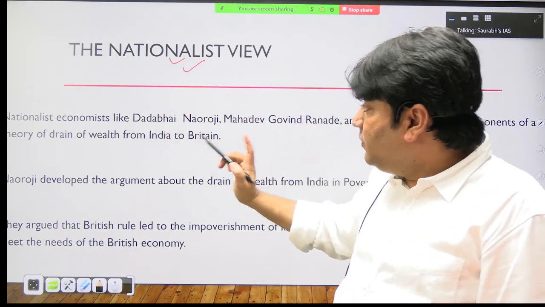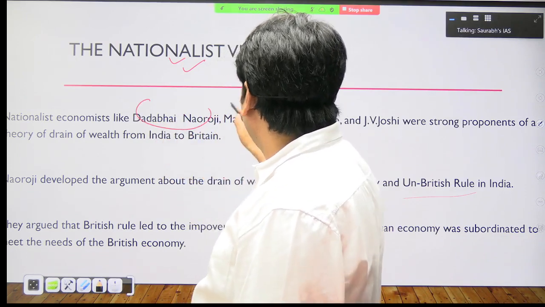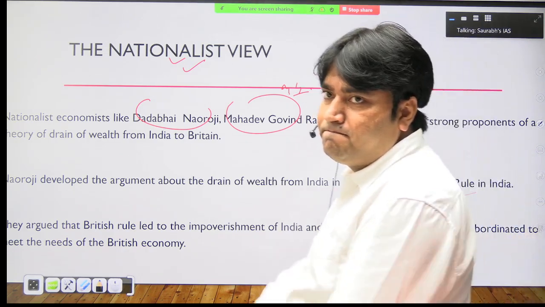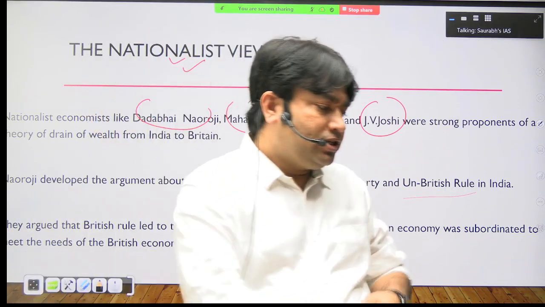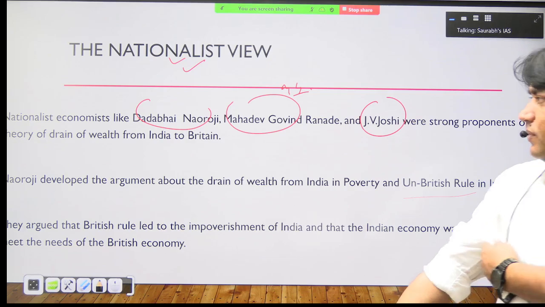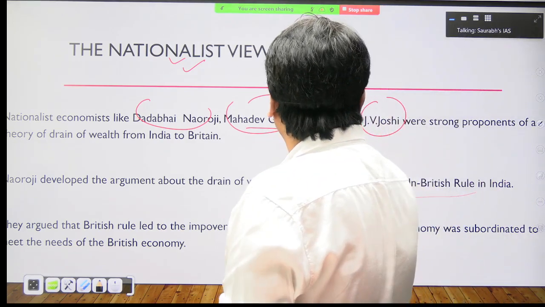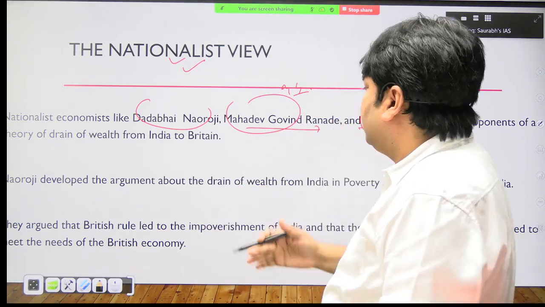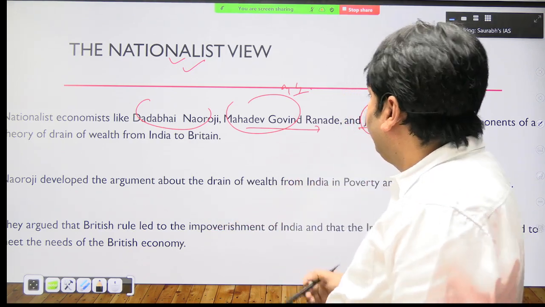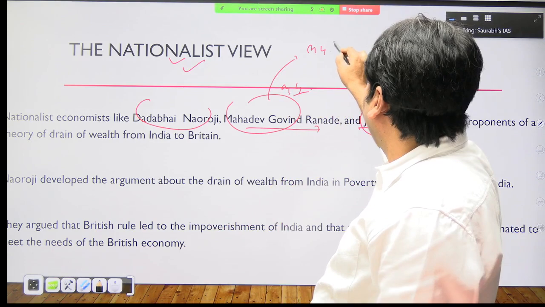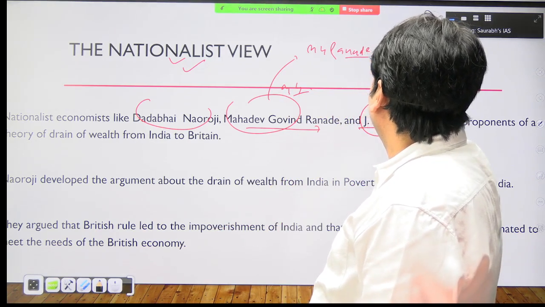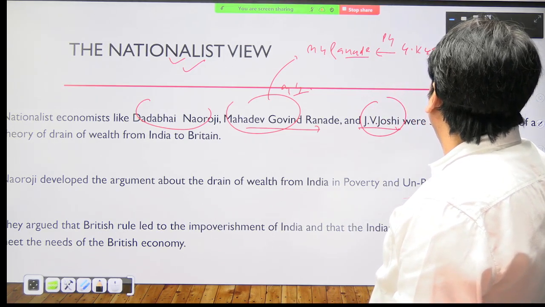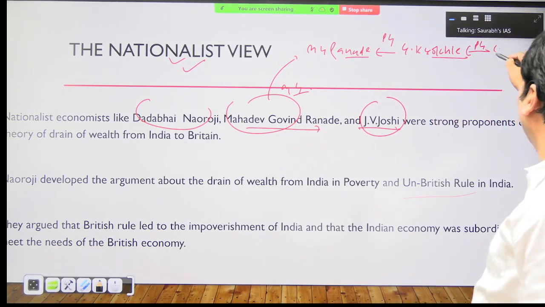Okay, the nationalist economists like Dadabhai Naoroji, Mahadev Govind Ranade, M.G. Ranade, G.V. Joshi, right? Nationalist economists like Dadabhai Naoroji, M.G. Ranade, Mahadev Govind Ranade, and G.V. Joshi. There are other names as well. I will discuss them with you later. Okay, this is only to understand the essence. Okay, one important fact about M.G. Ranade, you should note this down, that is very important. So M.G. Ranade was the political guru of Gopal Krishna Gokhale, and Gopal Krishna Gokhale was the political guru of Gandhi.